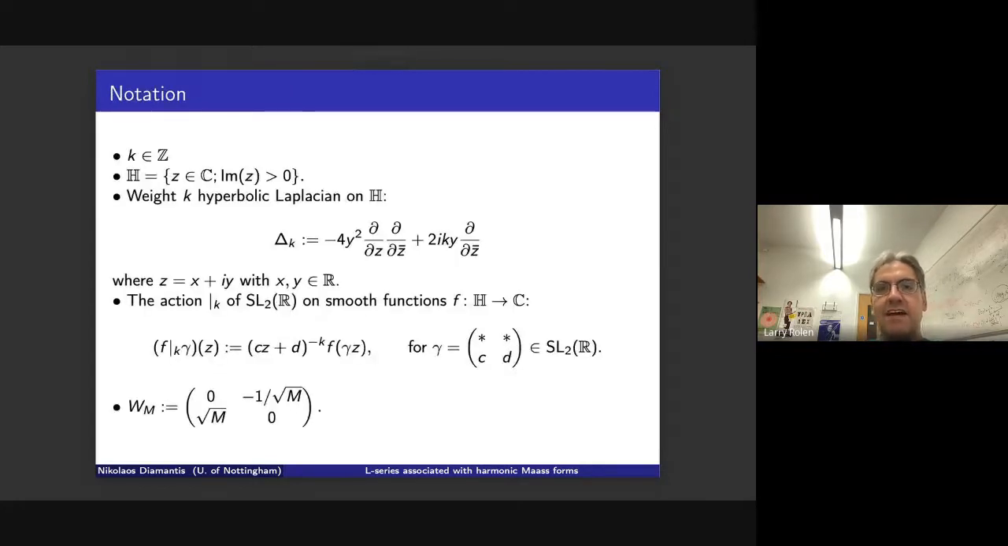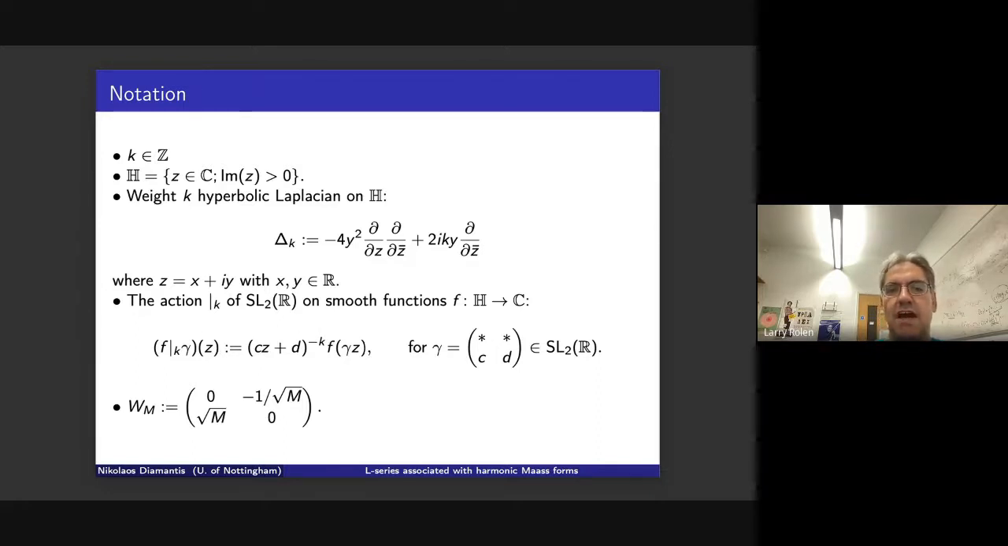So I start with the basic context. For the purpose of the talk, K will be an integer, positive or negative. And we have the usual notation for the upper half plane, H. We will be using the hyperbolic Laplacian of weight K, although this will only be used once, and then you can forget about it. What is also very important, some say more important than the Laplacian, is the action, which can be defined in our setting on SL2R, so determinant 1, on smooth functions on the upper half plane by the usual slash or stroke operator.